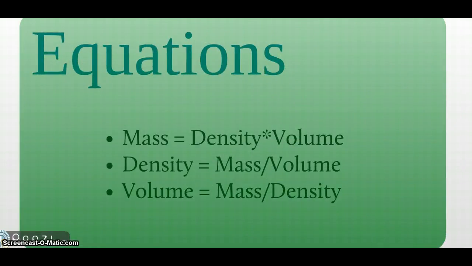Here are our equations for mass, density, and volume. They are all interrelated. Mass is density times volume. Density is mass divided by volume, so that's how much something weighs divided by how big it is. And volume is mass divided by density. It's all relatively easy, and I hope you understand.